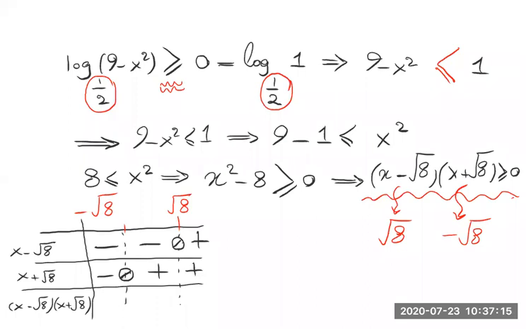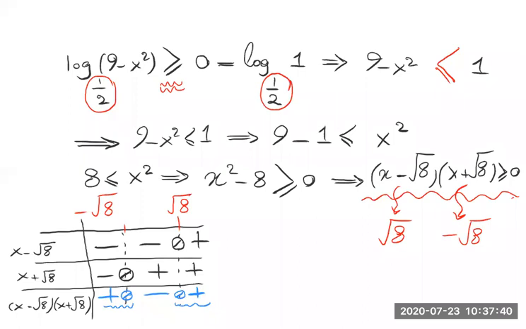What about their multiplication? Well, minus times minus is plus. It would be positive here. 0 times anything is 0. Plus times minus is negative. 0 times anything is 0. Plus times plus is plus. We want this thing to be non-negative. So the good cases are this case and this case.